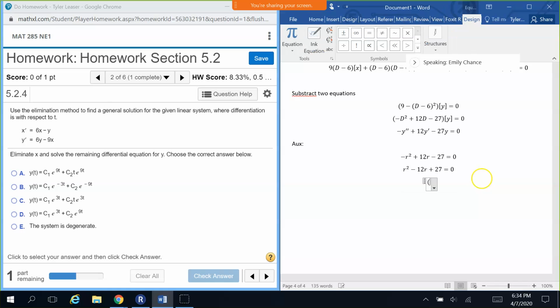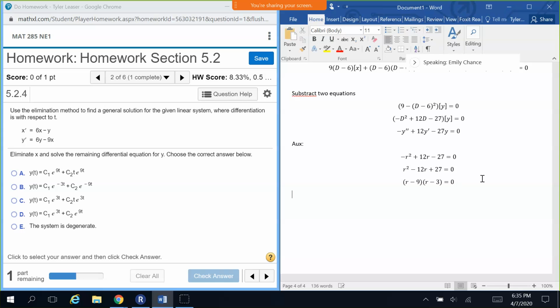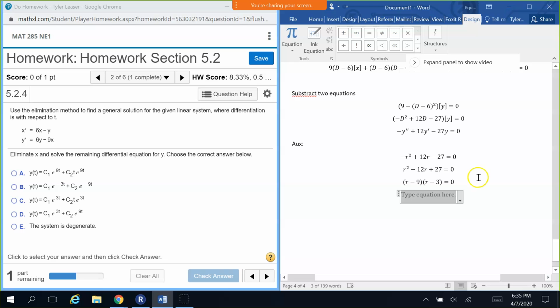So can this be factored? Yeah, minus 9 and minus 3? Yeah, 9, right? Yeah, that's good. I think so, yeah. Okay, so we get two different roots here. r is going to be positive 3 and positive 9.